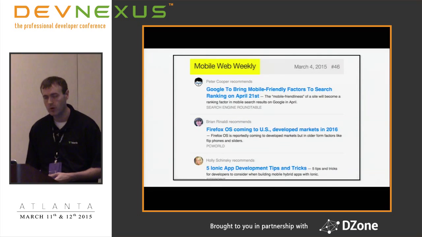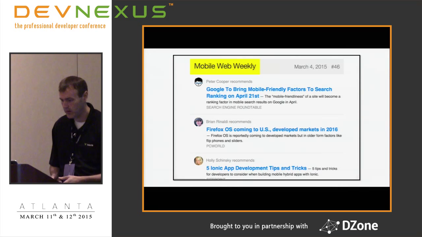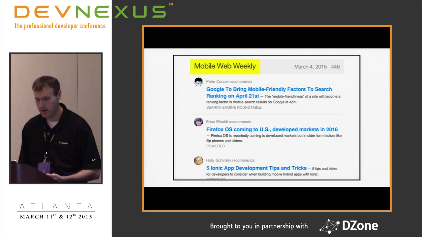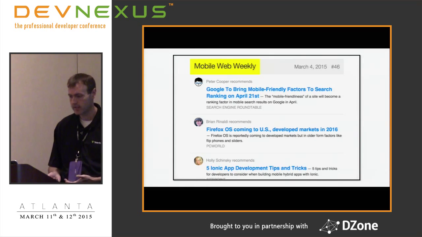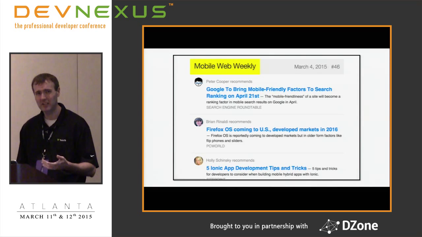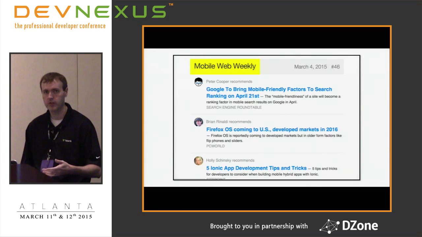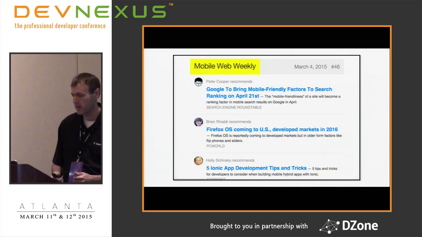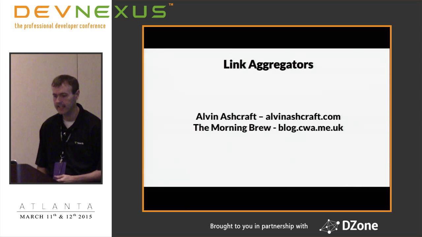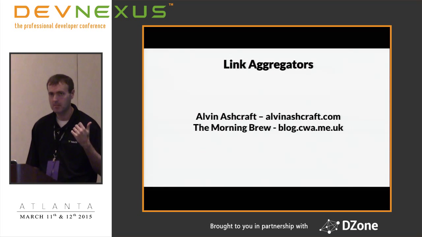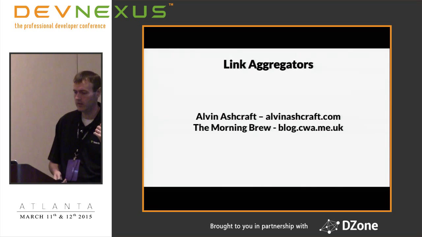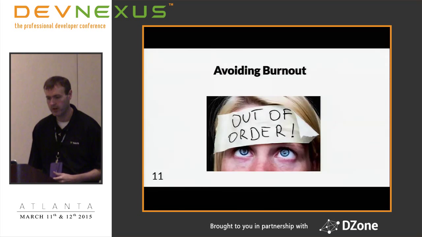This was his issue on March the 4th, and it was, hey, Firefox OS coming to US, developed markets. Here's 5 Ionic app development tips and tricks. And I found that I didn't really have to go and look all over to understand more about the mobile web. I could just grab it from there. There were also a couple of different link aggregators. This is just 2. There's many, many more, but I found that these cover not just the Microsoft space. Alvin covers a vast variety of just mobile in general. But there's just a couple of other ones.